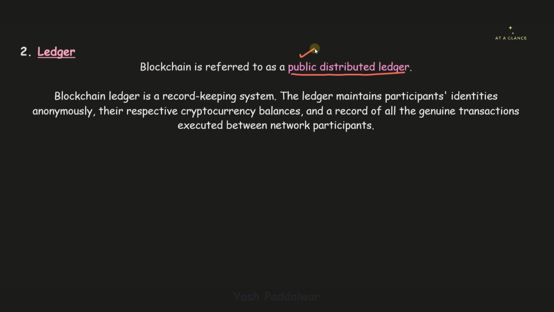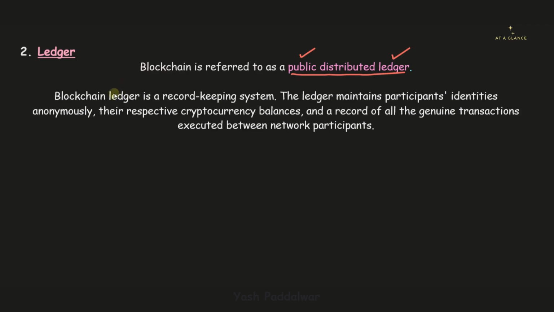Now, the term public says that the ledger or the piece of information that is present will be distributed among every single participant which is involved in that particular network of transactions. So that is why it is public. And this distributed word comes from the idea that every single participant involved in that particular network will be having a copy of the ledger. That means everything will be transparent among every single participant in that particular network.